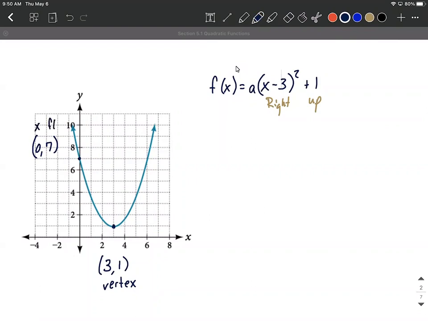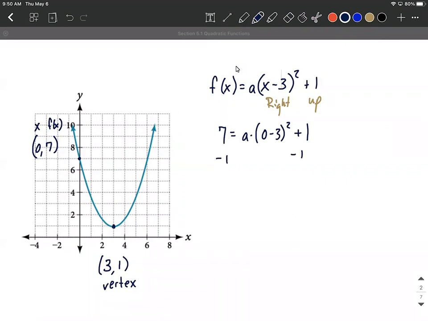All right, next up, remember what we do is we take that other ordered pair that we found, an x value and an f of x value, and I'm going to plug in 7 for f of x, a times 0 minus 3 quantity squared plus 1. Now we have an equation with only that one unknown, the a, so let's go ahead and solve for a.